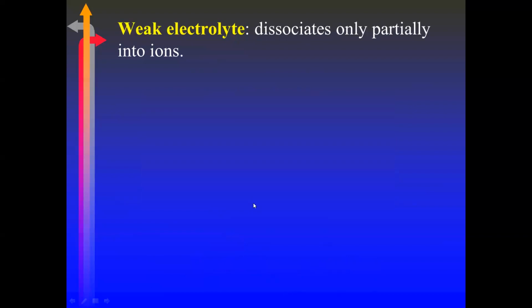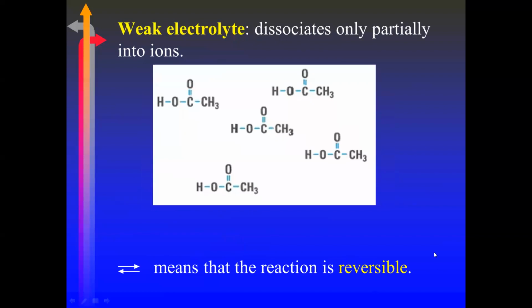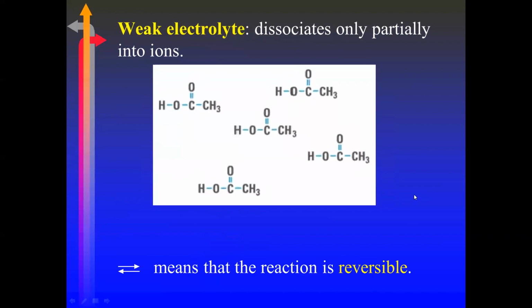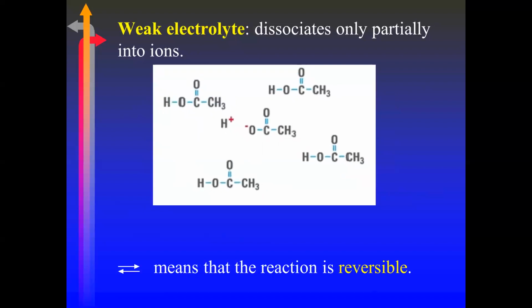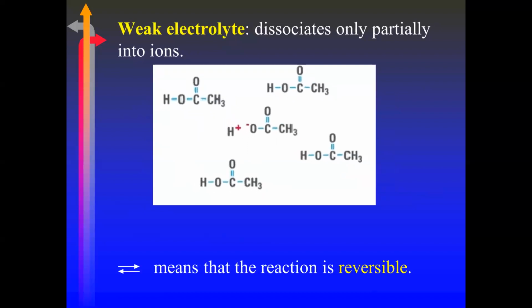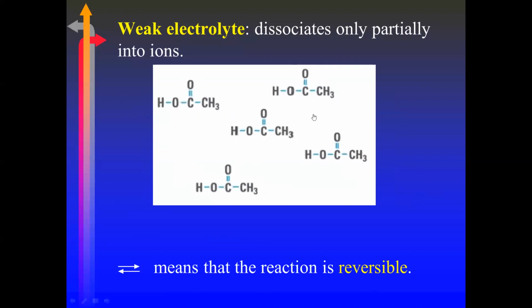So let's take a look at the weak electrolyte. The weak electrolyte only dissociates partially into ions, which means some molecules still remain in the molecular form. Let's watch this video. A weak electrolyte is a compound that only partially ionizes in solution. Some hydrogen ions dissociate from acetic acid molecules, but others may rebond at the same time.